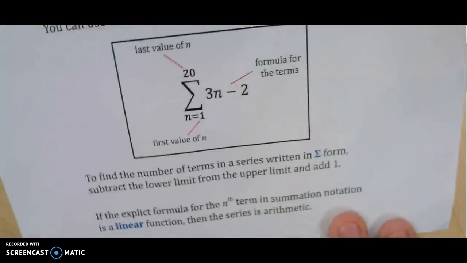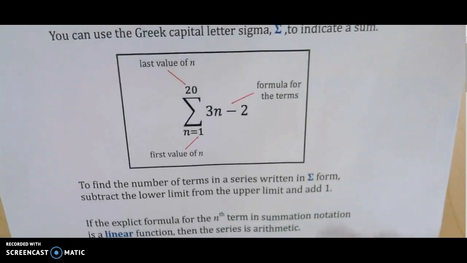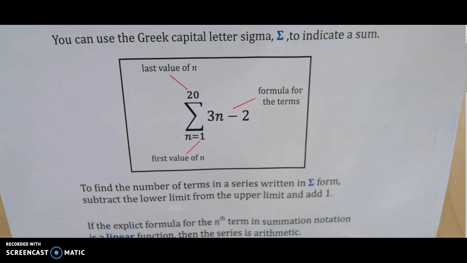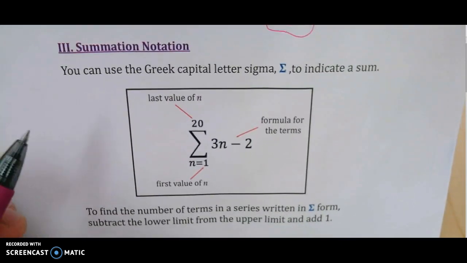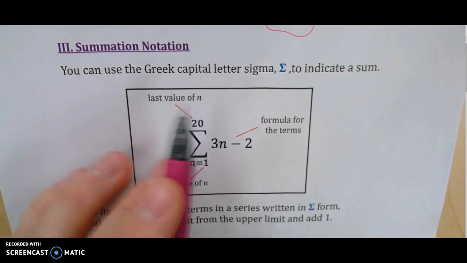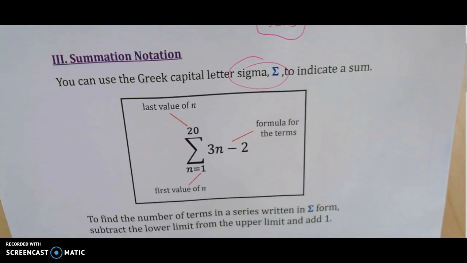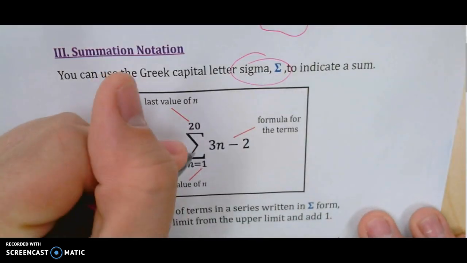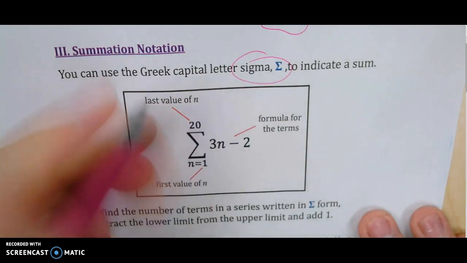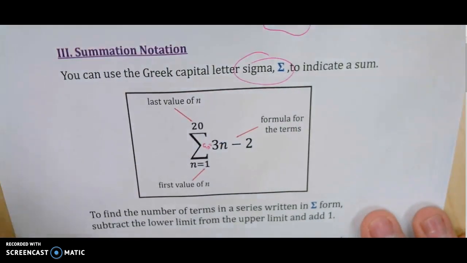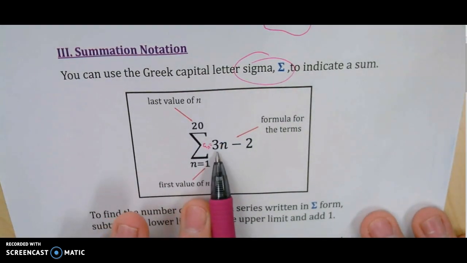All right, and now we're going to get into our last and final section. Another way you guys might see these problems worded is summation notation, in which we use a capital sigma. Capital sigma is a Greek letter indicating sums. Now, with this, they're giving us the formula here of 3n minus 2. That's basically my explicit formula. So a sub n equals this.